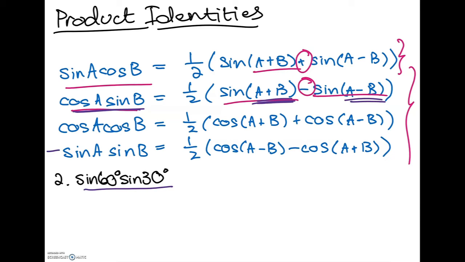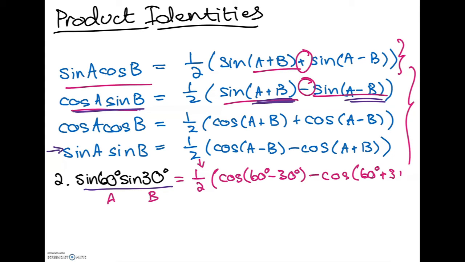We are going to be using this identity because that's the one that matches our trigonometric functions. And let's just start substituting. This will equal 1/2, so I just brought down the 1/2, times cosine of A minus B. A in this case is 60 degrees and B is 30 degrees. So it's going to be 60 degrees minus 30 degrees, minus cosine of A plus B, so 60 degrees plus 30 degrees. And now we just need to simplify that.